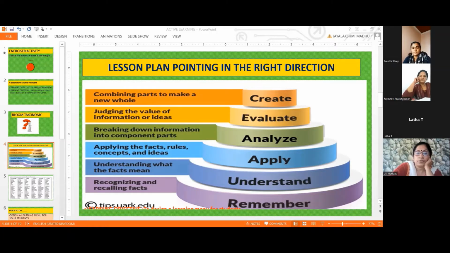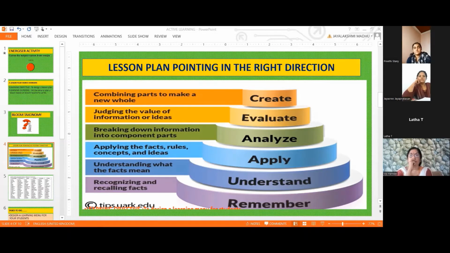Otherwise, you have to modify your method of teaching. The role of a teacher is a facilitator. It's not a lecturer. You have to facilitate the students by providing a set of activities or tasks to engage the learner.